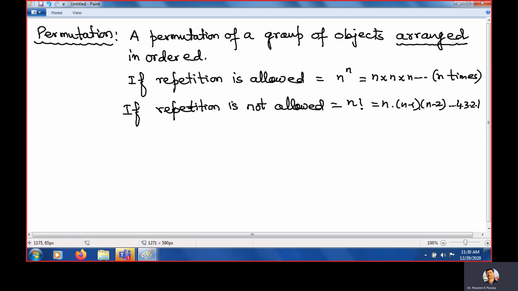Like in a class of 10 students, you have 2 chairs only. So you need to arrange 10 students on 2 chairs. How many ways are there to arrange? Clear? So this is the question. Okay. Let us say, for example, we will take one example here. Example number 1.